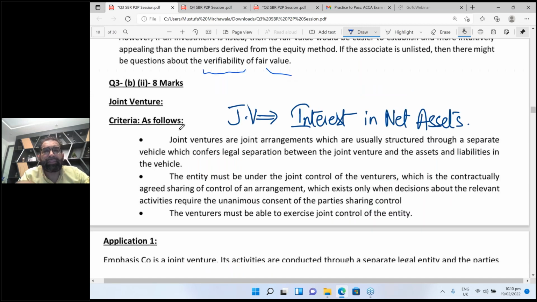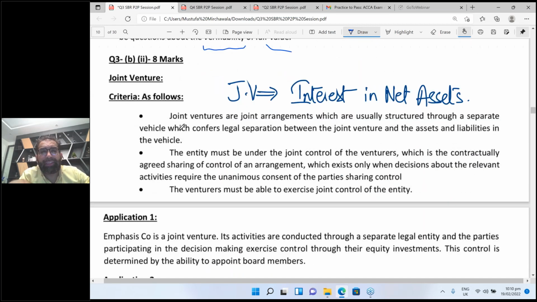This is what I've just written with the pen. Joint venture is interest in net assets. I told you orally. Now, joint ventures are joint arrangements which are usually structured through a separate vehicle, a separate company, which confers legal separation between the joint ventures and the assets and liabilities in the vehicle.